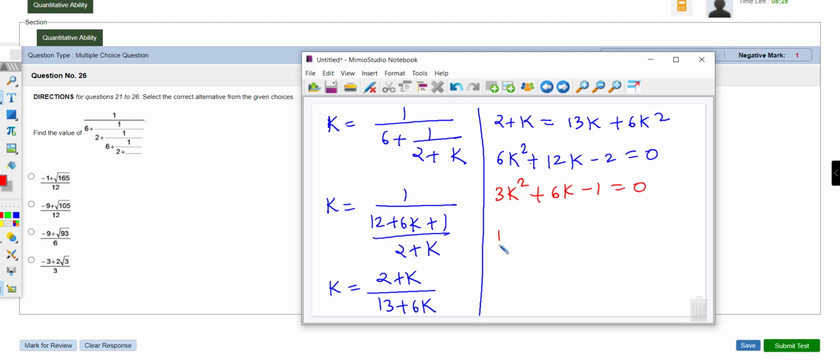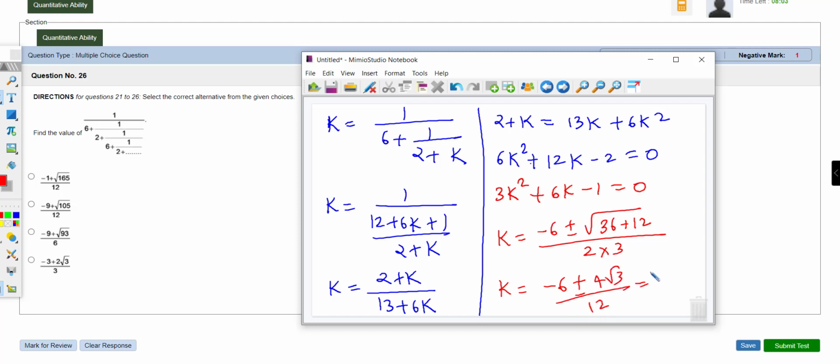Okay, let's find the value of k. K is equal to minus b plus minus under root b square minus 4ac, divided by 2a. So k is going to be how much? Minus 6 plus minus the root of 36 plus 12, which is 48. 48 is 16 into 3, that is 4 root 3, divided by 12. So this is going to be minus 3 plus minus 2 root 3, divided by, sorry, this is 6. We took 2 common and we'll cancel out that 2, so divided by 3.